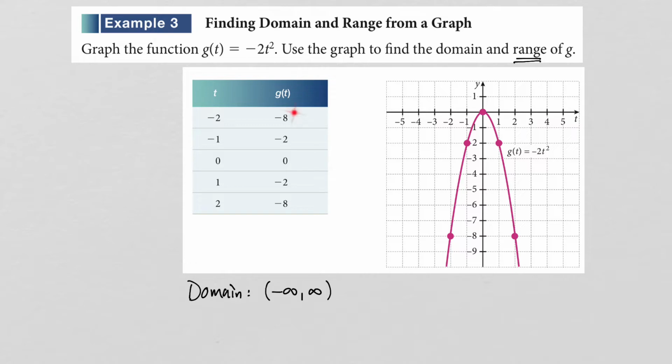And you can see that in your table. All of your output values are negative except for the one in the middle, which has an output value of 0. So for your output values, which is your range, you do not get any positive numbers. You get starting at negative infinity going up to 0. Okay, so your range is from negative infinity to 0.